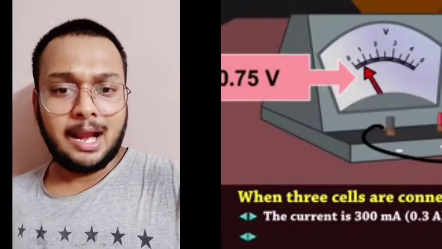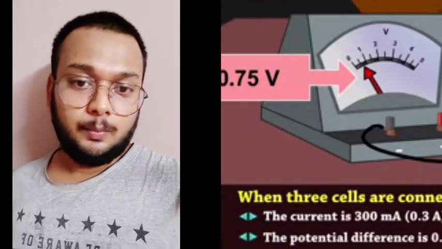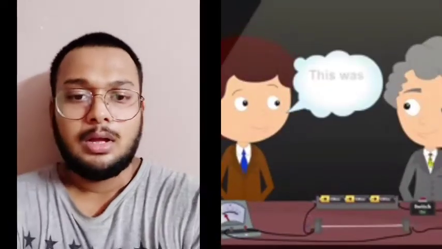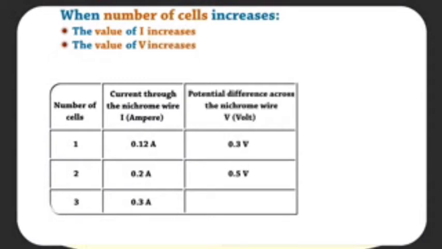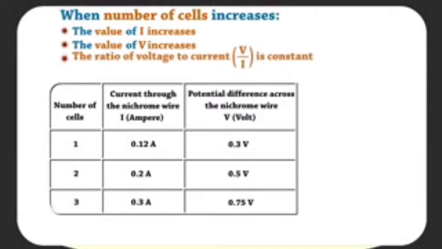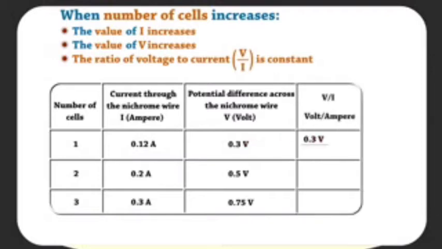Now let's get into some calculations. We have the readings, so we'll do the calculation part. As we know, the formula of voltage is V is equal to I into R, the product of current and resistance. We have the values of voltage and current and we want resistance, so resistance R is equal to V by I. For the three readings, with 1 battery, 2 batteries and 3 batteries, we'll do the math.